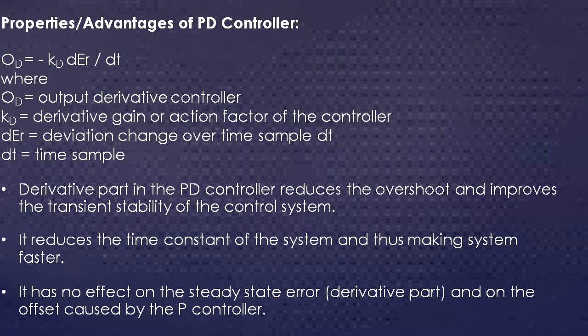Now the properties and advantages of the PD controller. Here the derivative controller's output is given as OD equals minus KD times der divided by dt, where OD is the output of the derivative controller, KD is the derivative gain or action factor of the controller, der is the change in error, and dt is the time sample.